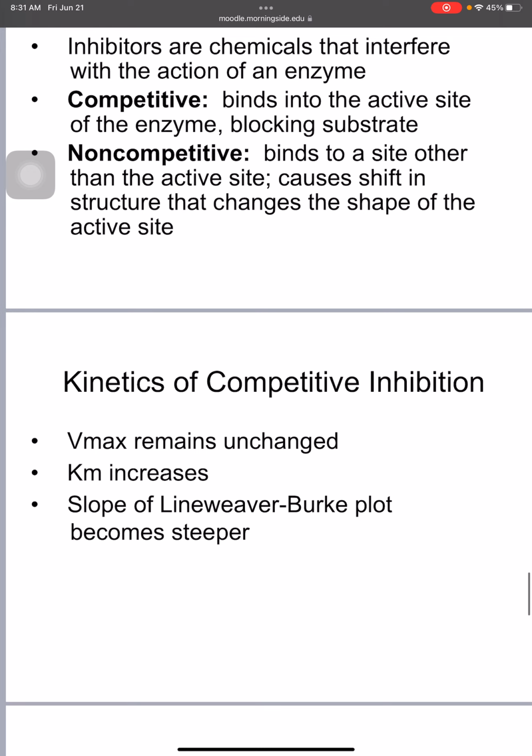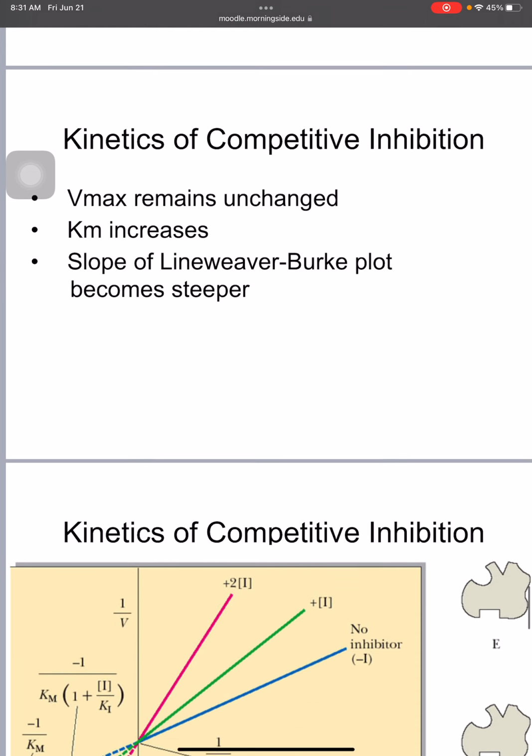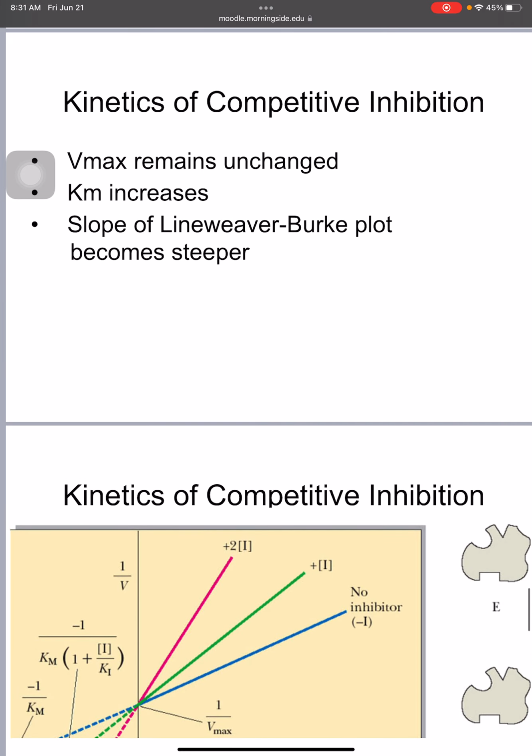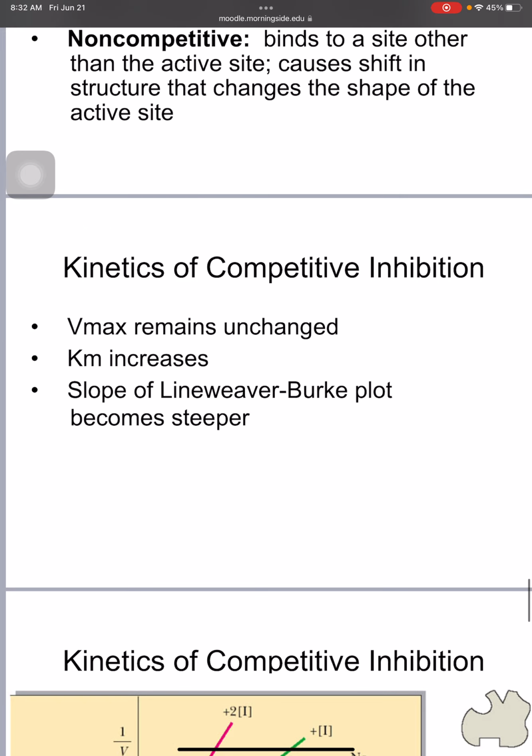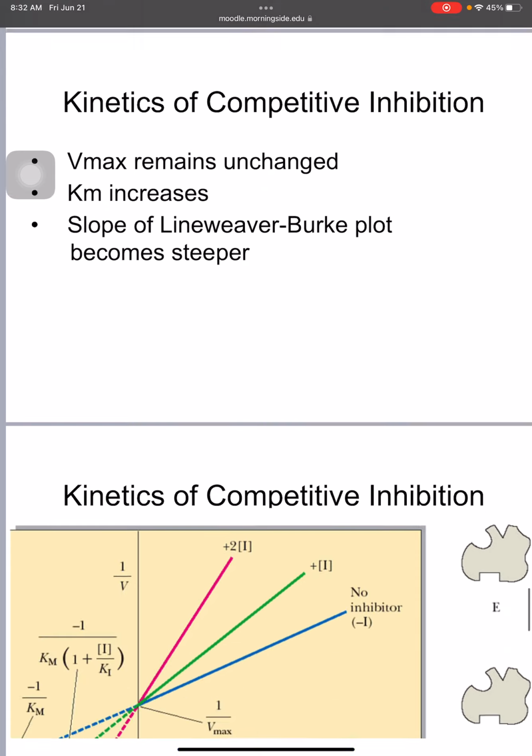All right. So, if you look at a Lineweaver-Burk plot, almost all of this picture got put in here, but not all of it. So again, look at your full picture. There are very regular patterns that we can see. All right, let's start off with competitive inhibitors. All right, so the bullet points are the Vmax will remain unchanged, the Km will increase, the slope of the Lineweaver-Burk plot becomes steeper. All right.